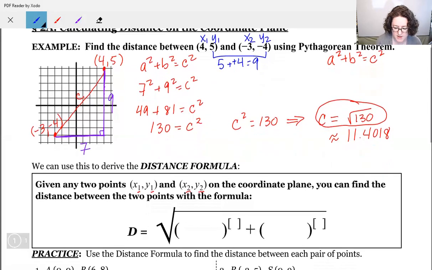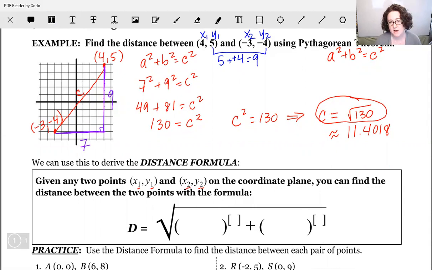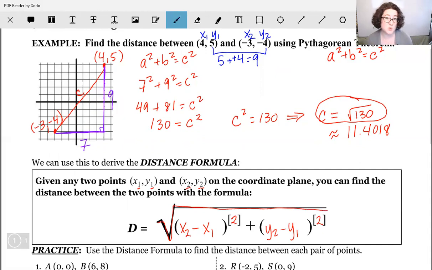So we can actually combine this. If we're given any 2 points, in general we're going to call those points x1, y1 and x2, y2. We can find the distance between those points with the formula x2 minus x1, squared just like we did in the Pythagorean theorem, and then y2 minus y1, squared, and we have the big square root over all of that, which is the same thing as taking the square root at the last step of our Pythagorean theorem.